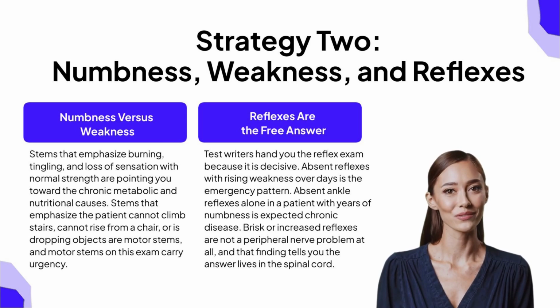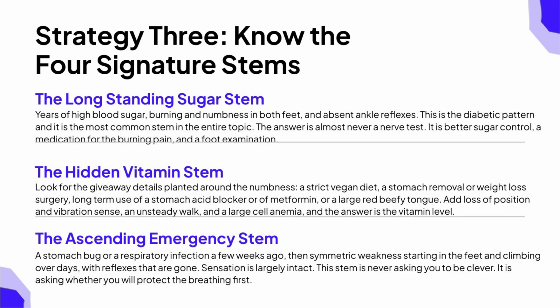Strategy 3 is to memorize the 4 signature stems. The first is the long-standing sugar stem. Years of high blood sugar, burning and numbness in both feet, absent ankle reflexes. This is the most common stem in the topic, and the answer is almost never a nerve test. It is better sugar control and a medication for the burning pain.